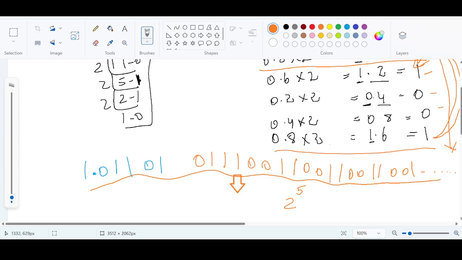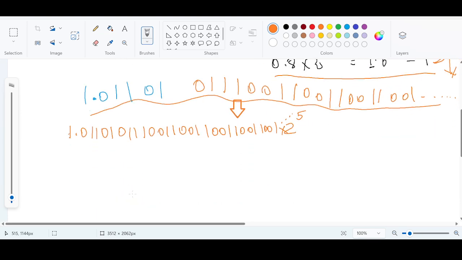So I can rewrite it like 1.01101 0111 001 1001 1001 1001 1001 and so on. It keeps going. Okay, so now it is completely in scientific notation.